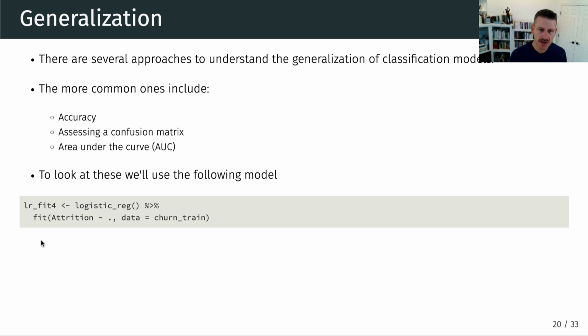One, the accuracy metric. Number two is what we call the confusion matrix, and there's actually many different bits of information we can pull out of a confusion matrix. And then building on top of the confusion matrix is a way to look at what we call area under the curve, or AUC. So let's take a look at these three. And to do so, we're going to actually use this model down here, which is a logistic regression model, where attrition is a function of all predictor variables in our data.